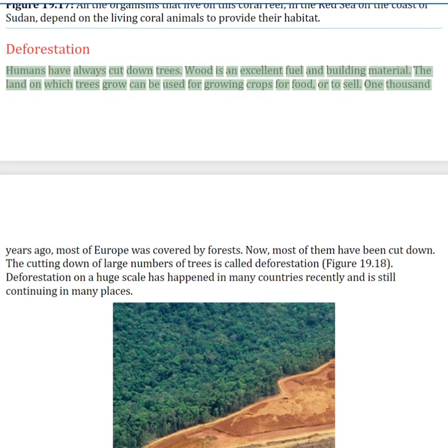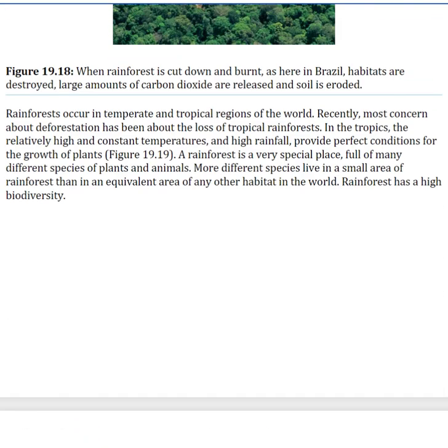Deforestation. Humans have always cut down trees. Wood is an excellent fuel and building material. The land on which trees grow can be used for growing crops for food or to sell. 1,000 years ago, most of Europe was covered by forests. Now, most of them have been cut down. The cutting down of large numbers of trees is called deforestation. Deforestation on a huge scale has happened in many countries recently and is still continuing in many places. Figure 19.18, when rainforest is cut down and burnt, as here in Brazil, habitats are destroyed, large amounts of carbon dioxide are released and soil is eroded.